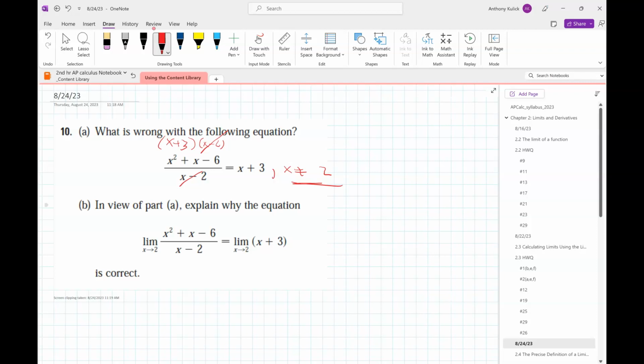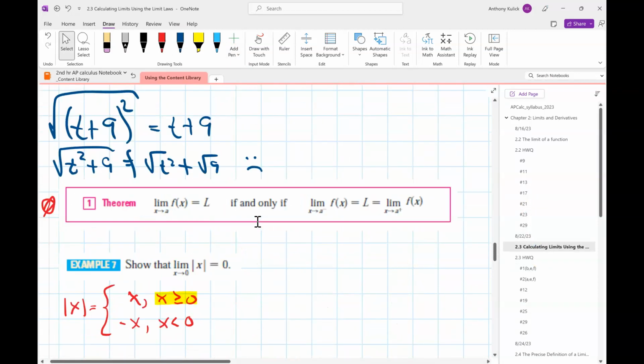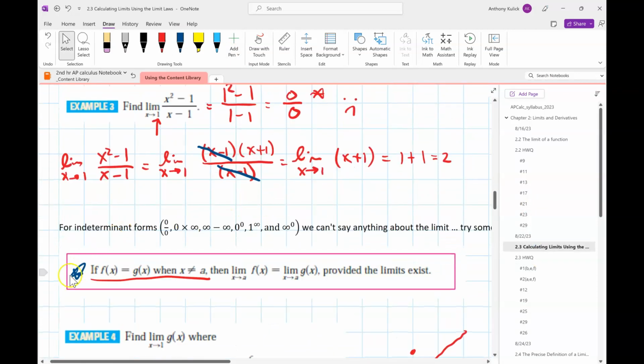Yes, because to do this, you need to be able to say that's true except at some value of a, which would be 2. So what was the theorem number? It was this one, right? So that part B is this theorem exactly, just with specific numbers, right? f of x is the rational function, g of x is the linear function, and x not equal to a is x not equal to 2, right? So that was the idea there.